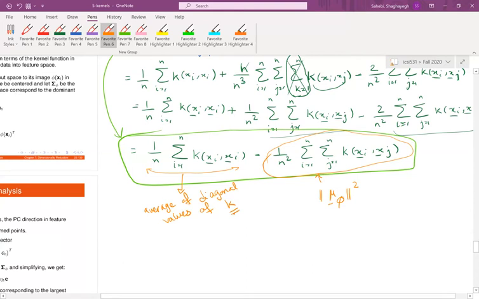So this is another way to look at the variance of our data in the new feature space. It's going to be equal to the average of our diagonals on the kernel matrix minus the magnitude of the mean of our new data in the new feature space, squared.